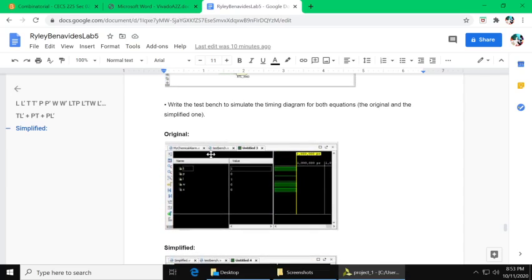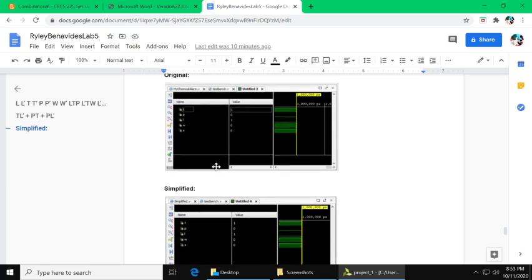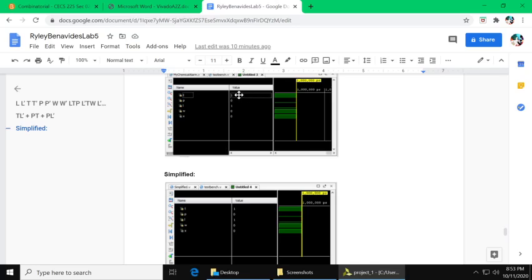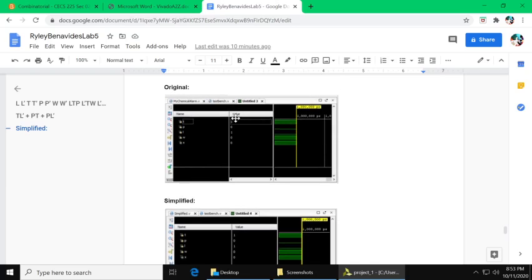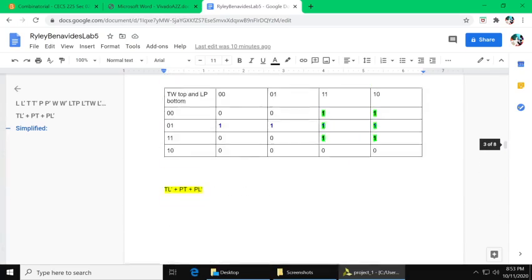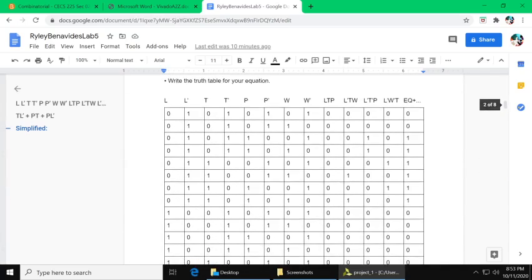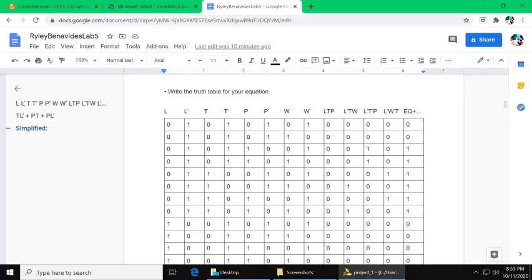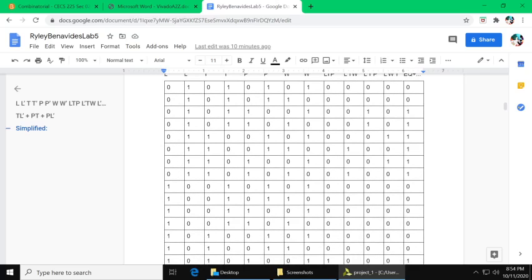And when you run the simulation for the original equation, if you have inputs 1 for T, 0 for P, 1 for L, 0 for W, you get an output of 0, which if you go all the way back up to the original, if you have a 1 for T, 0 for P, 1 for L, and a 0 for W, you get 0. So this one right here. So it lines up.